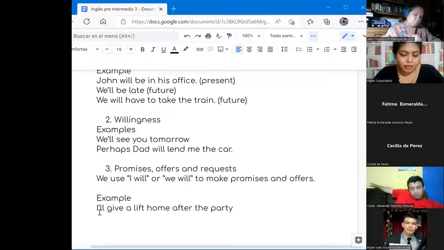And the next one, we will come and see you next week. We will come and see you next week. Vamos a venir y te veremos la próxima semana.